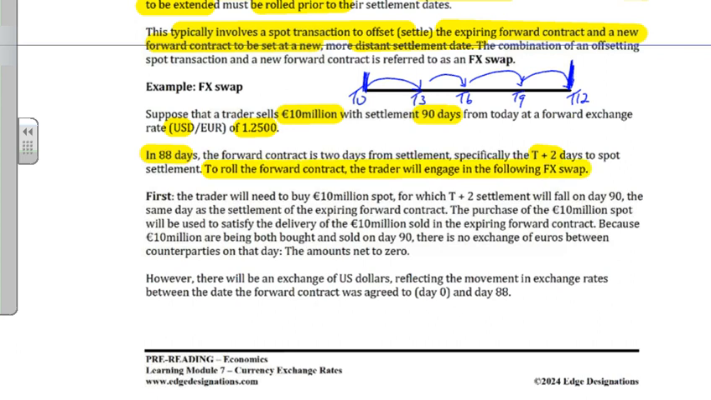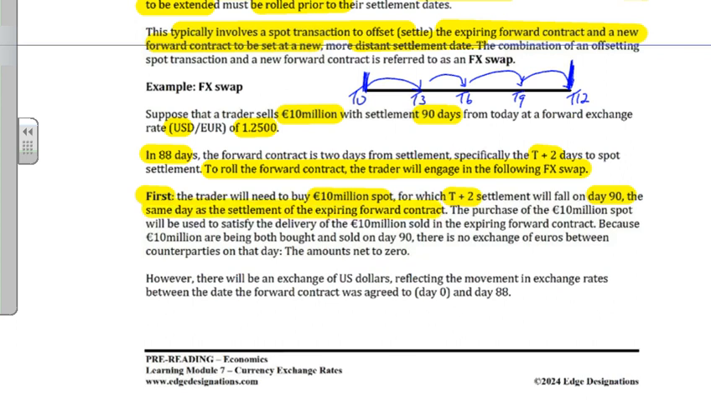We're going to roll the contract forward, and we'll talk about the foreign exchange swap. Let's go and have a look. First and foremost, the trader will buy 10 million euros spot. T plus 2 is going to fall out on day 90, the same day as the settlement of the forward.